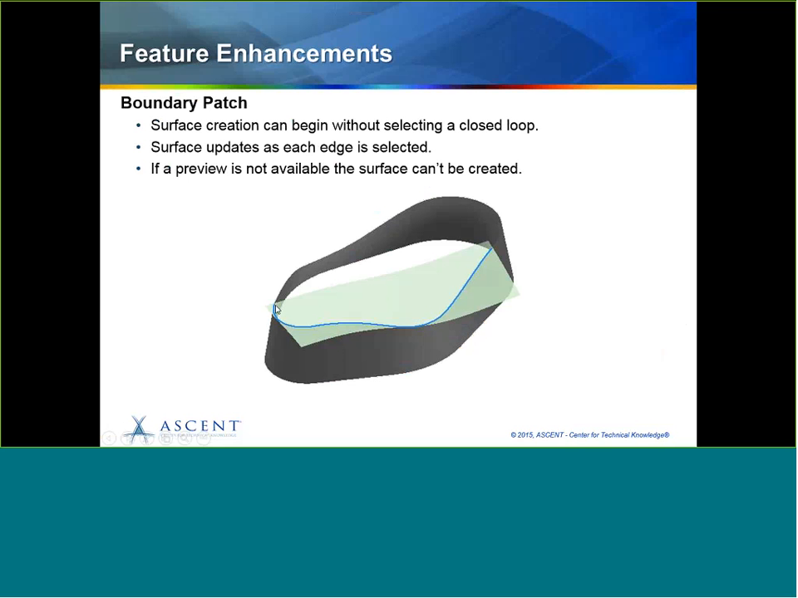So you can see here, I actually only have half of my closed surface selected, and you can see that there's already a surface displaying. So it's going to preview as you select, and as you select each edge, it refines the shape of your boundary patch. And I'll show you that as well.